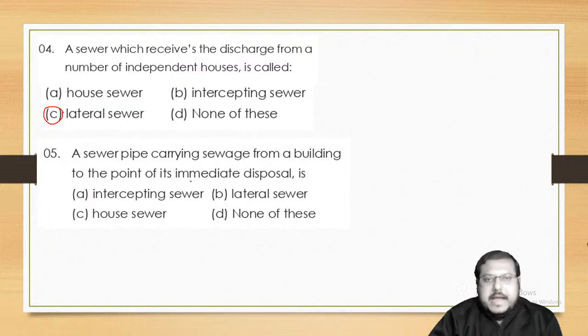A sewer pipe carrying sewage from a building to the point of its immediate disposal is called as what? That is called the house sewer, which carries the sewage from a building to the point of its immediate disposal.